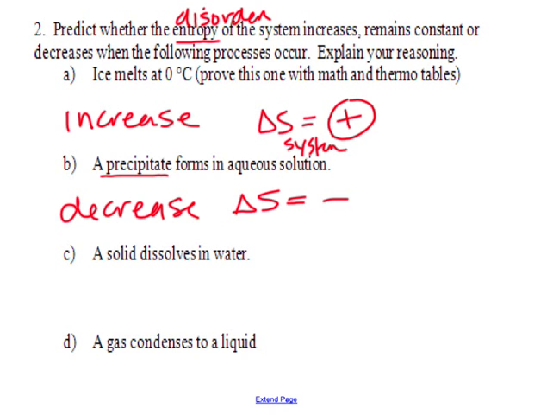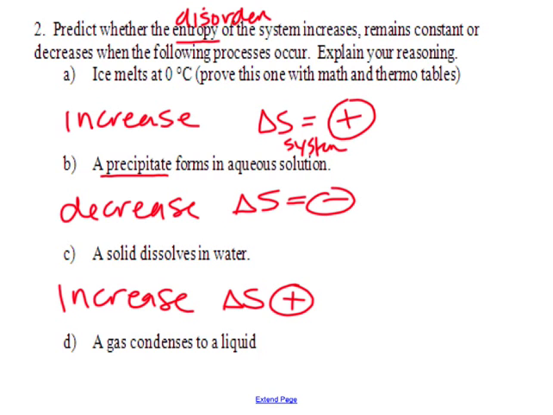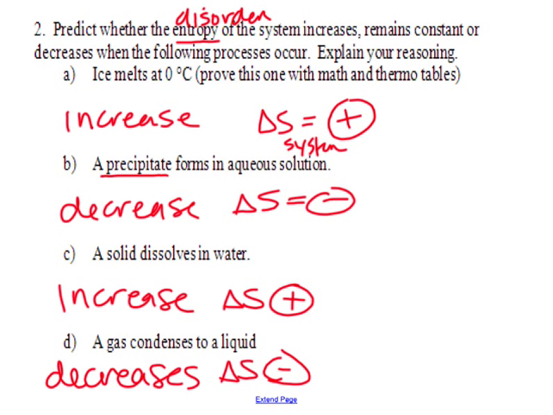A solid dissolves in water, solid to ions. It gets crazy. Those ions start moving around. Disorder definitely increases. And then a gas condenses to a liquid. Disorder decreases. Delta S is negative. Okay, are we good with that?